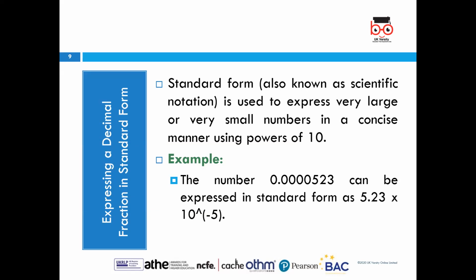Now, expressing a decimal fraction in standard form. Standard form is also known as scientific notation. This is used to express very large or very small numbers in a concise manner using powers of 10. For example, the number 0.0000523 can be expressed in standard form as 5.23 times 10 to the power minus 5. That is how you can express 0.0000523 in scientific notation.